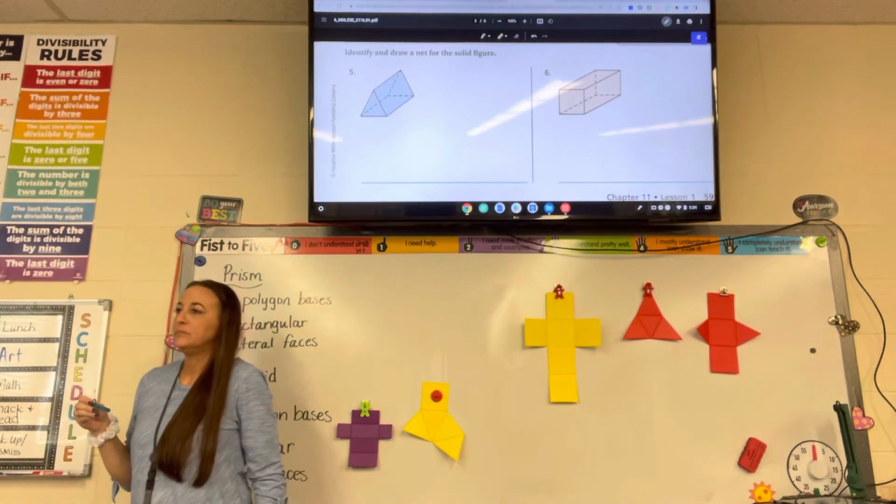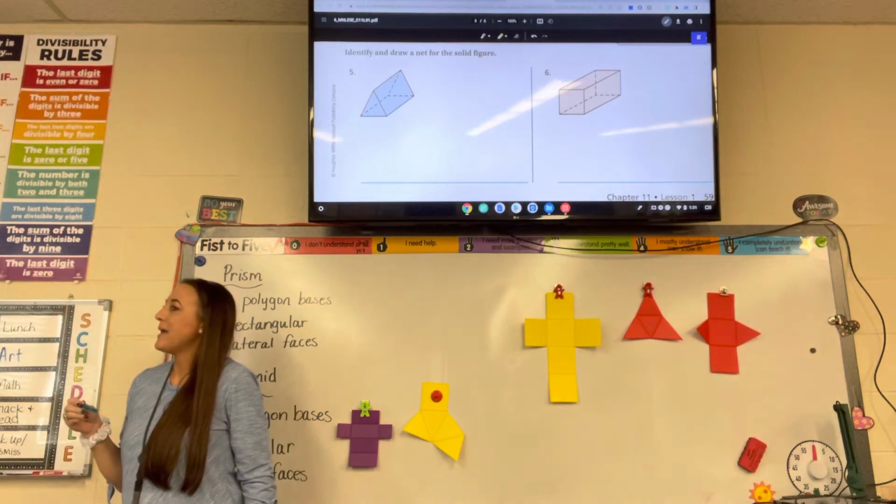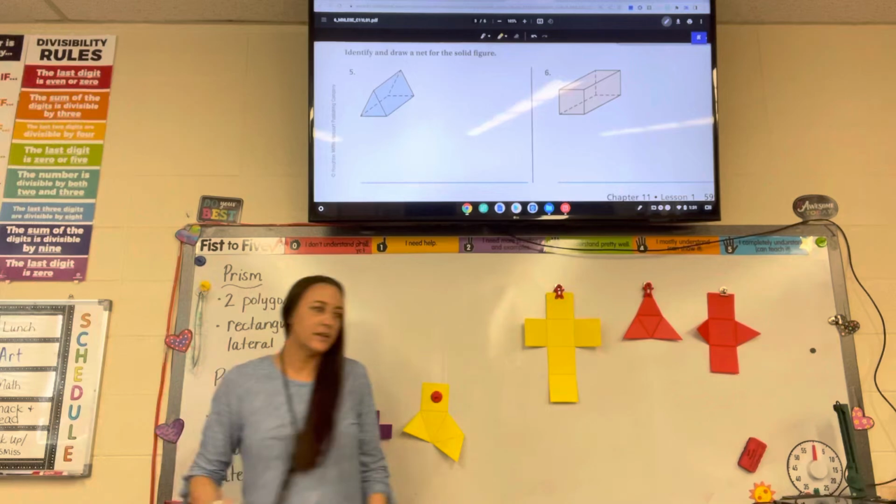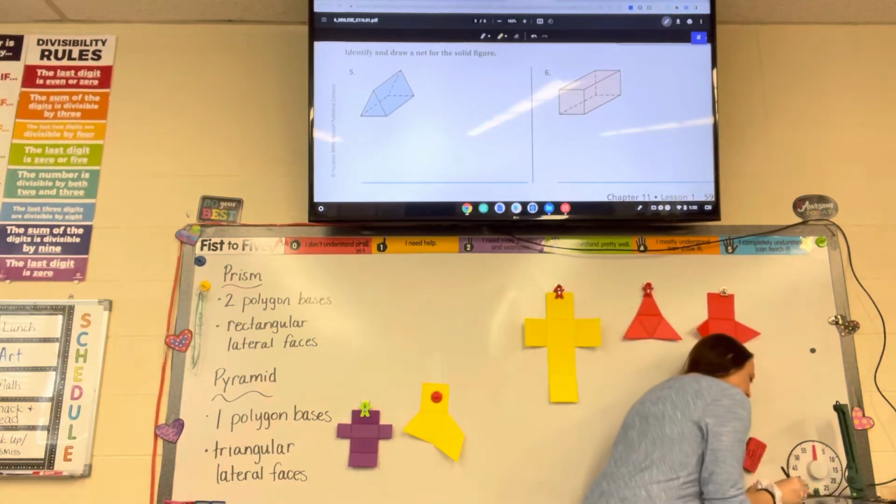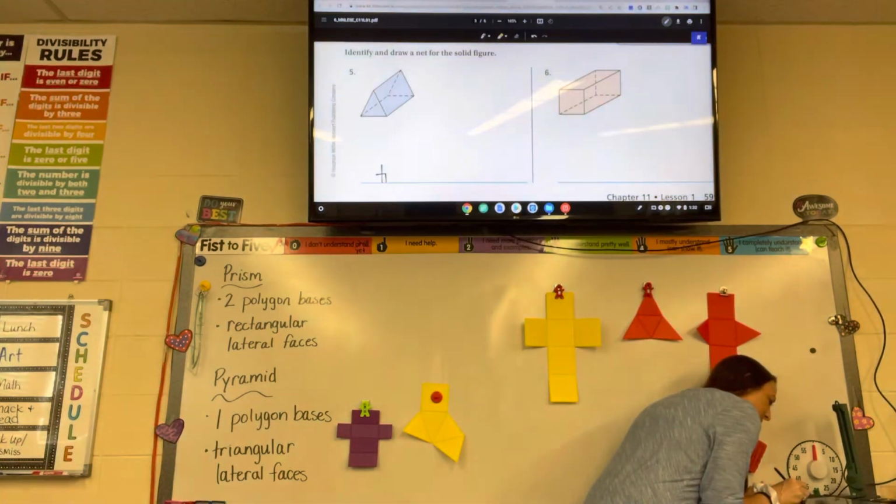Ian. Rectangular prism. What's the base? Oh. Triangular prism. There you go. This is a triangular prism.